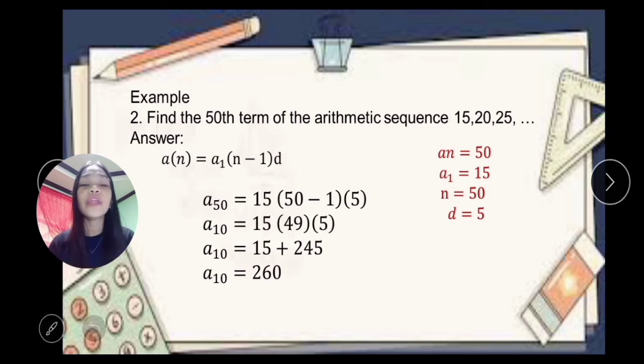So, next, our an is the 50th term. Okay, that's the 50th term. And our first term is 15. So, we have the 15. And our n is 50 because that is our nth term.